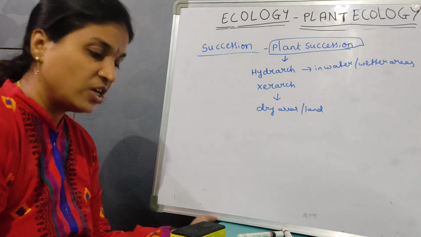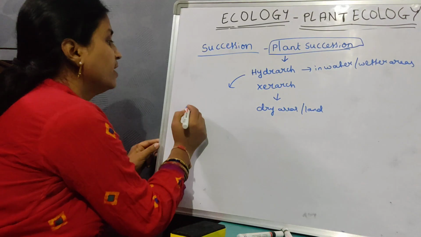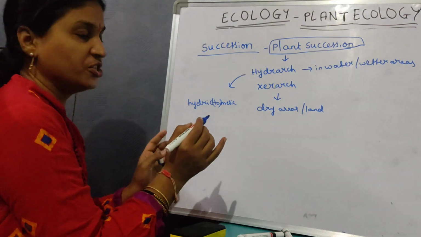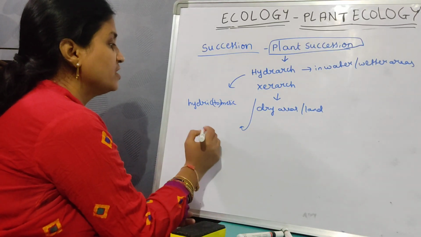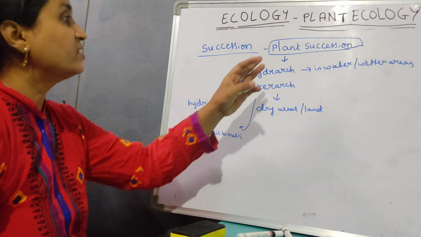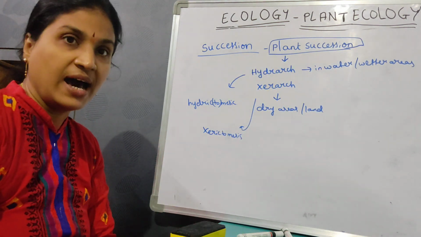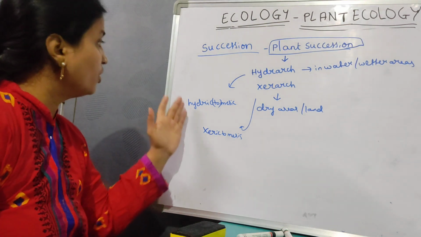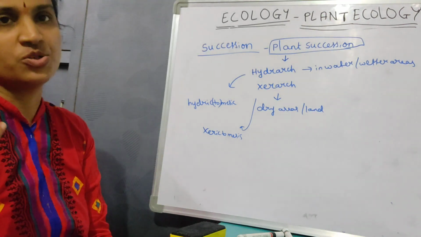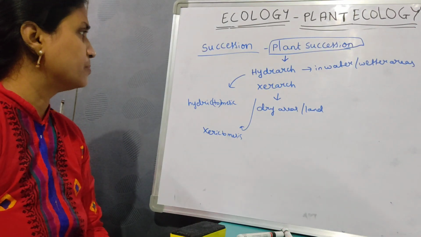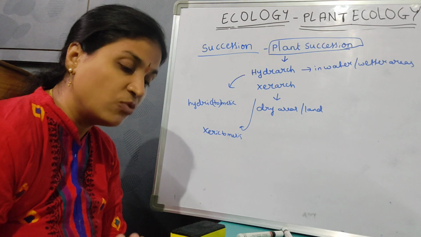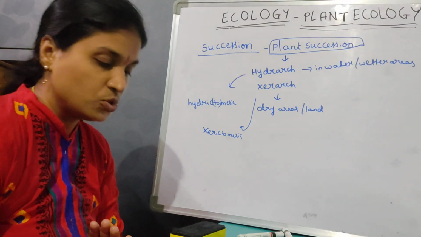Here you have to remember one thing: in hydrarch succession, the succession takes place from hydric conditions to mesic conditions, and in xerarch succession, from xeric conditions to mesic conditions. Whether the succession takes place in water or on dry land, it leads to mesic conditions, which is normal, where water is neither deficient nor abundant. So both hydrarch and xerarch successions lead to a medium water condition, mesic, neither too dry nor too wet.